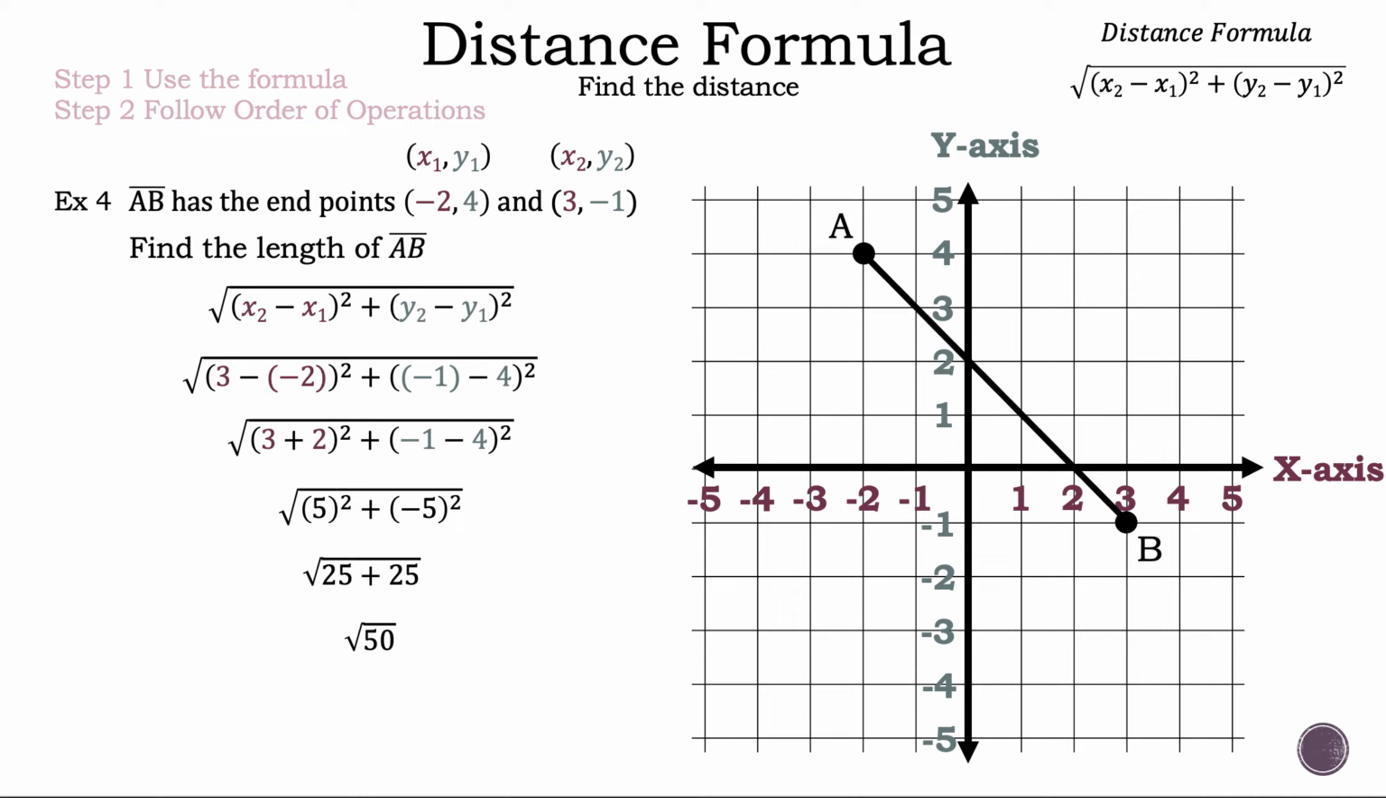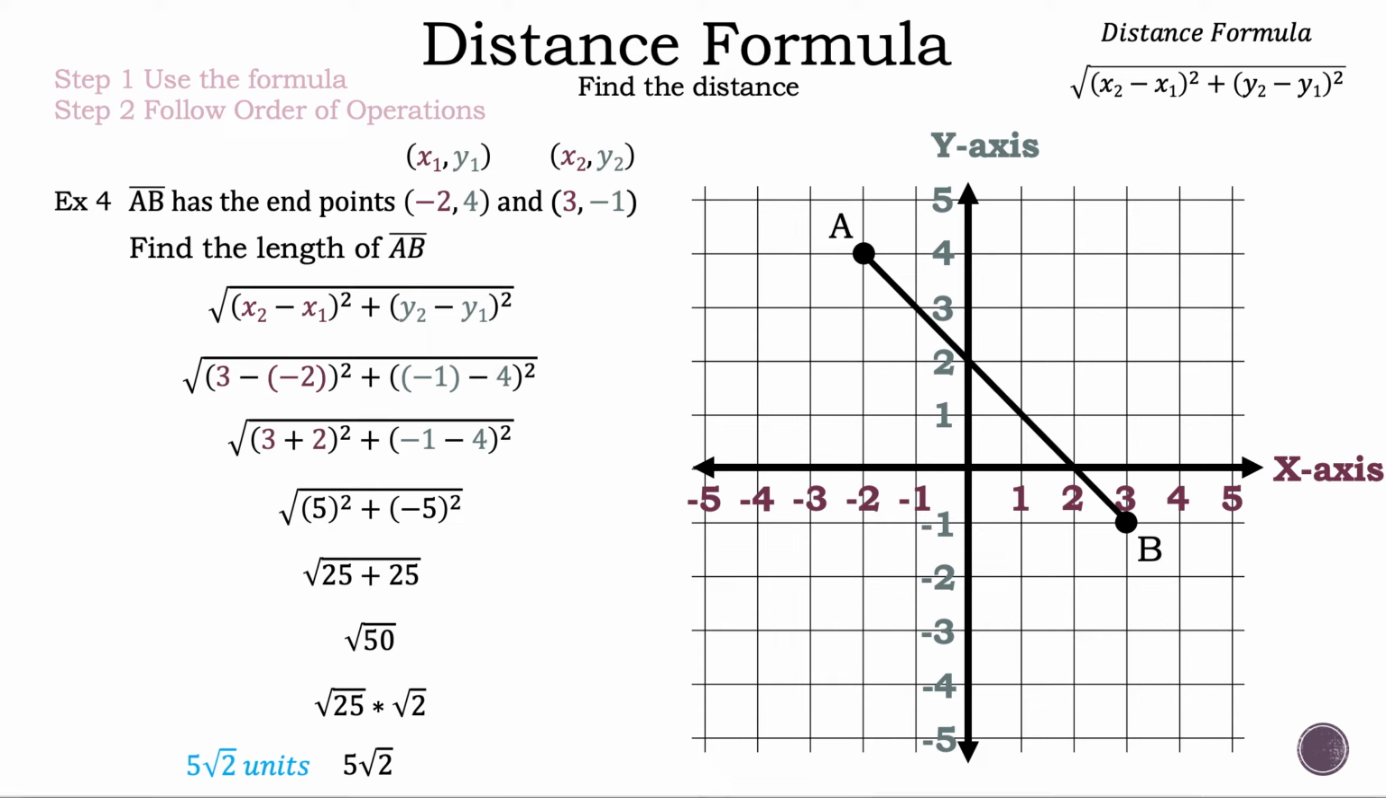Now we're going to change the square root of 50 to the square root of 25 times the square root of 2. And we can do that because 25 times 2 is 50. And the square root of 25 is 5. And now we have 5 square root of 2. And this is our answer. Since we can't go any further, all we have to do is add our units. And now we have 5 square root of 2 units as our final answer.